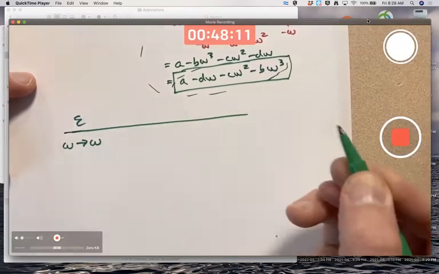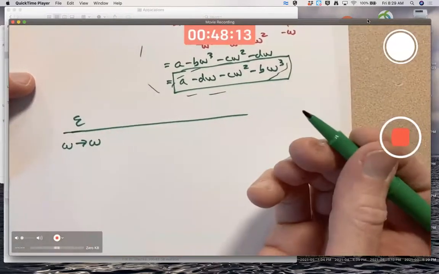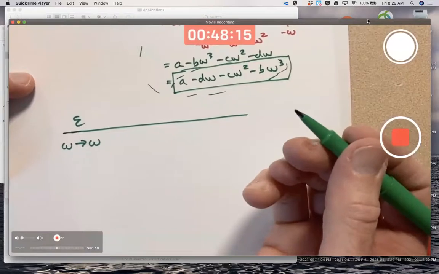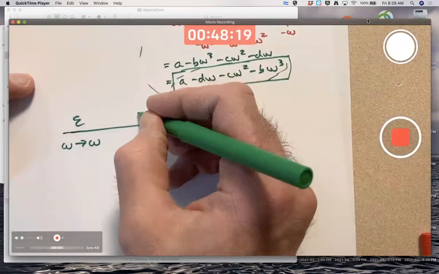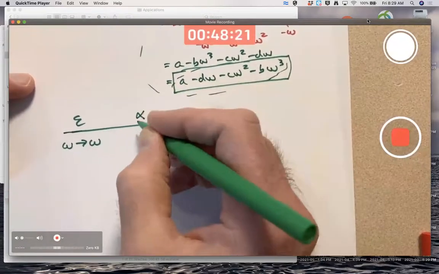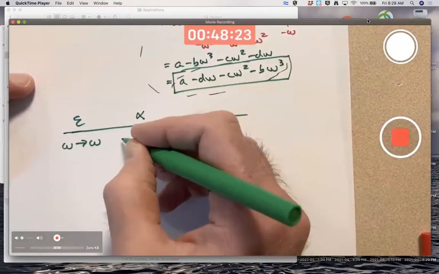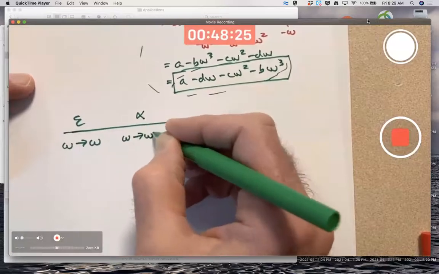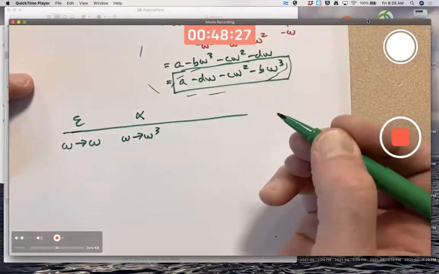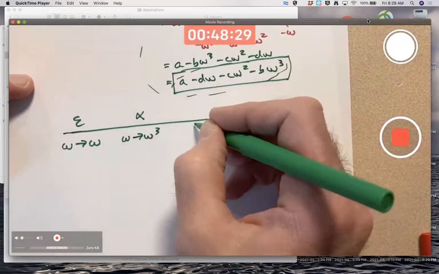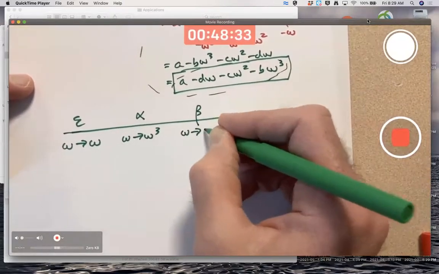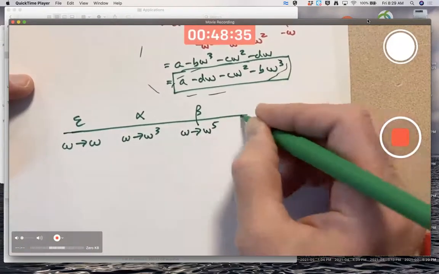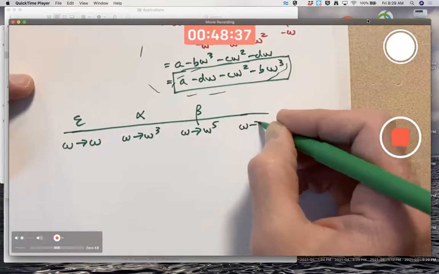Epsilon is going to map omega to itself. Epsilon is going to be the identity element. I've been calling this function alpha all along. I'll call another function alpha, but this time alpha is going to be something specific. It's going to be the one that maps omega to omega cubed. Use another Greek letter for another one, call it beta, say beta maps omega to the 5th. The last possibility has got to map omega to the 7th.